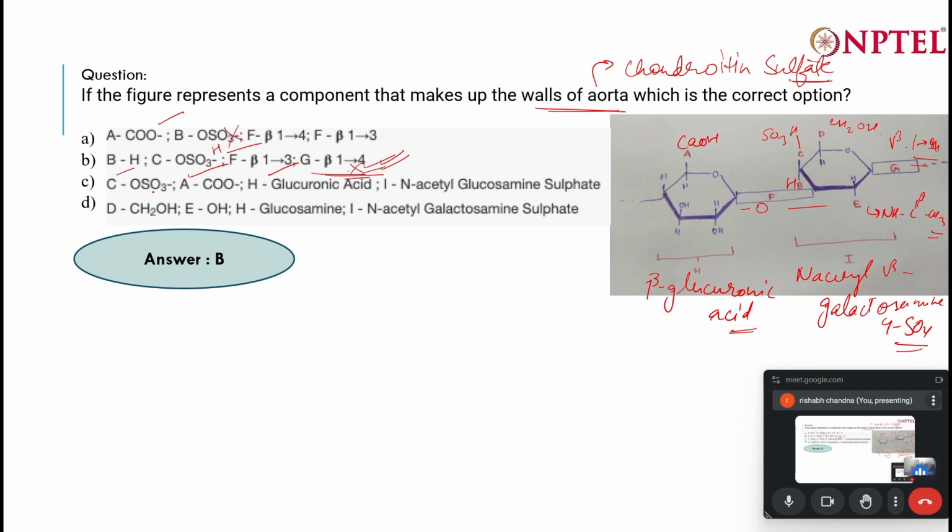Now let's see option C. C is sulfate, correct. A is COOH, H is glucuronic acid, and I is N-acetyl glucosamine. So no, this is galactosamine. Then D is CH2OH, correct. E is OH. No, this is false. Then H is glucosamine. No, this is also false. This is correct. So the correct answer is option number B.